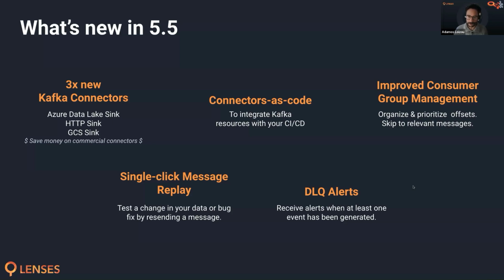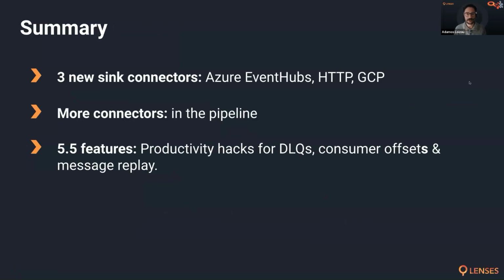Okay. Alex, if you want to summarize it for us. Yeah. So in summary, lots of amazing stuff happening here. We've got 3 brand new open source connectors: Azure Event Hub Source, HTTP Sink, and GCS for backup and restore. And then more connectors in the pipeline.